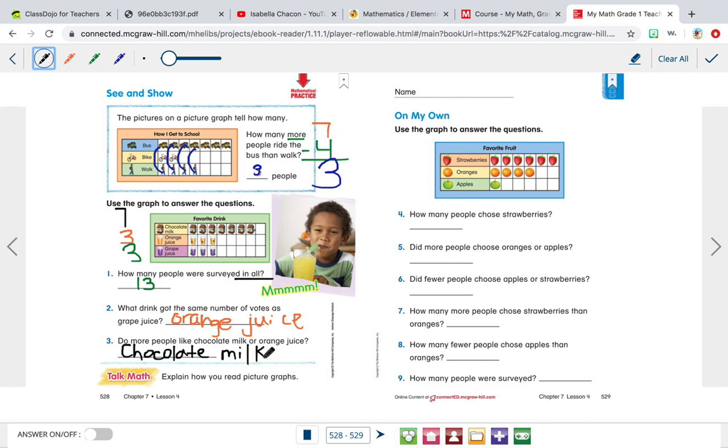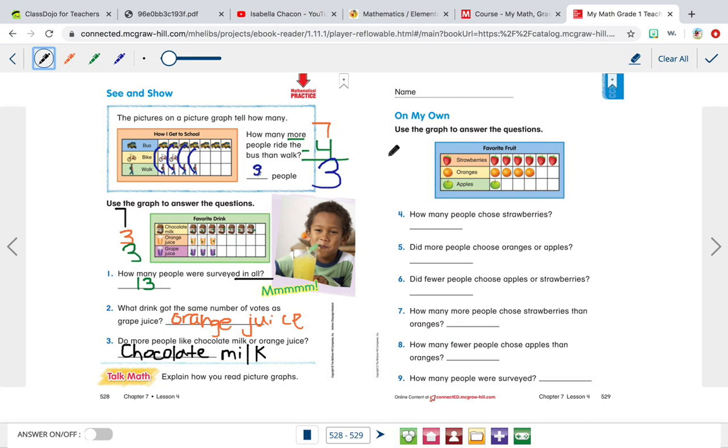Now for this one, you're going to say, explain how you read picture graphs. So how would you read this? Do you just look at it and say, oh, I know what it says? Or do you look at it and you count each one? So you read the top, you read the side right here, and then you count the pictures. So explain that to your family. Talk the math. That's what talk math is for, okay?